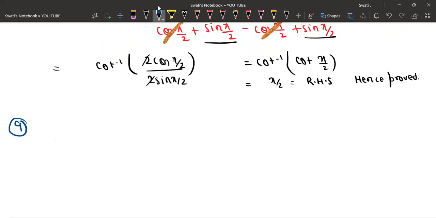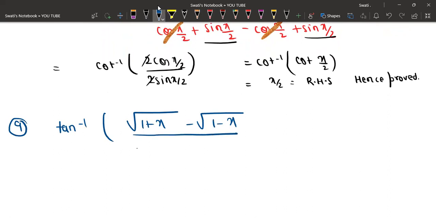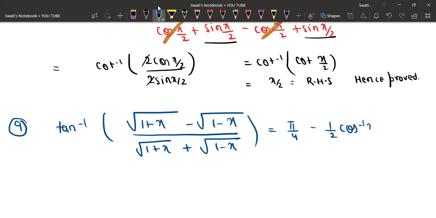In the 9th question, again, we need to prove only. So we need to prove tan inverse. Inside the bracket, we have root over 1 plus x minus root over 1 minus x, and then upon, we have root over 1 plus x plus root over 1 minus x. We need to simplify this, and we need to bring pi by 4 minus 1 upon 2 cos inverse x.